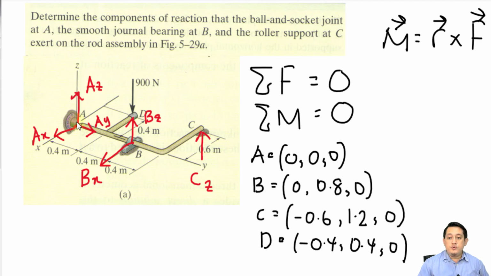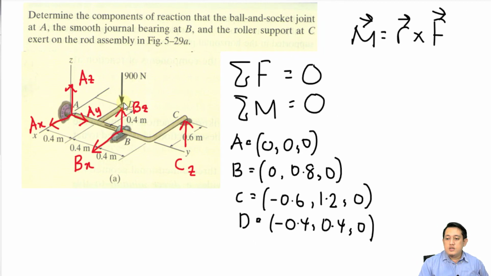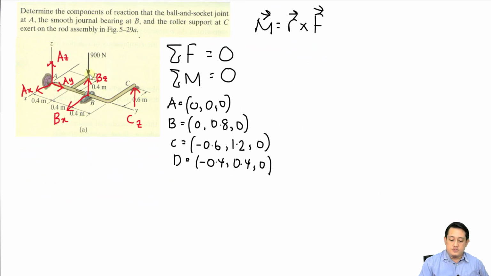So if we do the moment at A, we need a direction from A to point B, R A to B, because we have a reaction force here at B, and then R A to C, because we have a reaction force at C, and then R A to D, because we have an external force at point D. So let's try to find the R first.